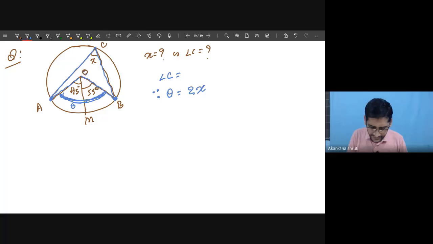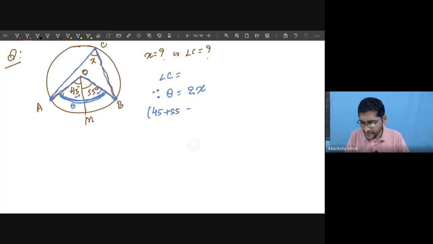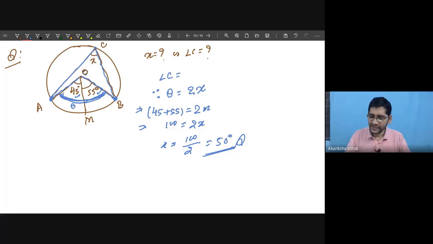Now this theta can be calculated by adding this 45 and 55. So this is 45 plus 55 is equal to twice of X. So it becomes how much? 100 is equal to twice of X. So what is the value of X? 100 by 2. So it is 50 degrees. So therefore X is equal to 50 degrees.